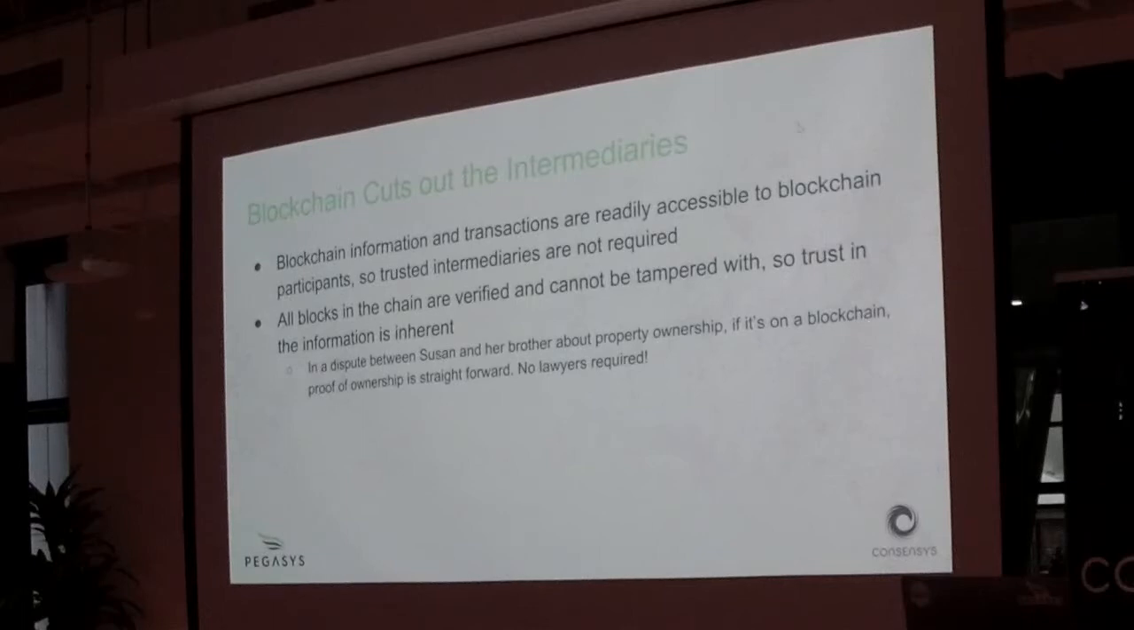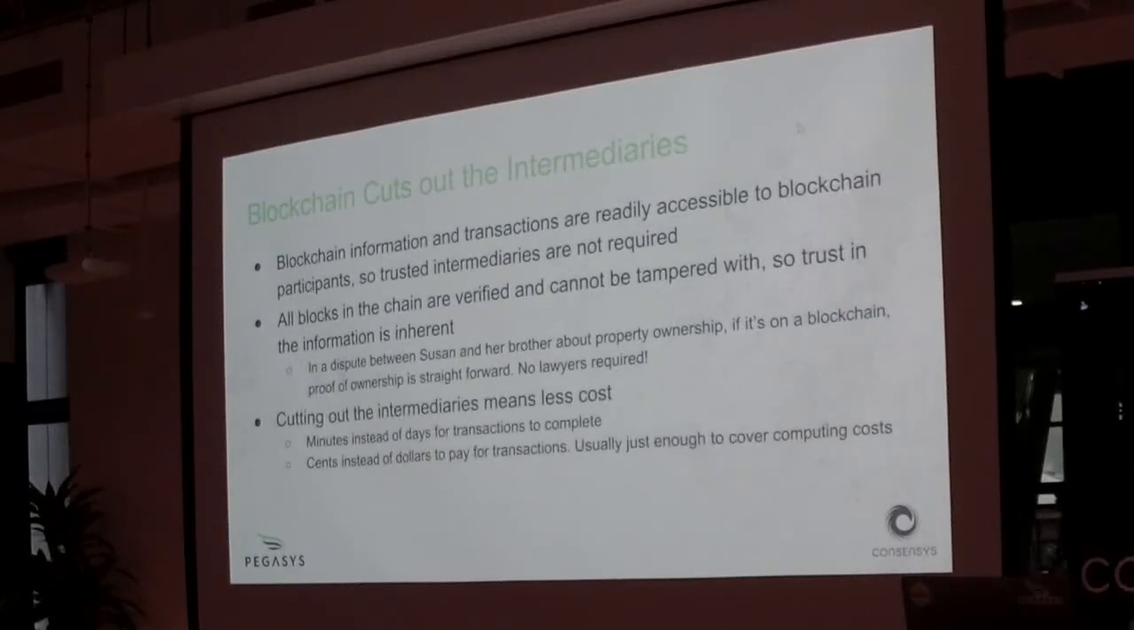If there's a dispute, for example, if the information is on the blockchain, we can readily prove that Susan, for example, is the owner of that particular piece of property. We don't need to get lawyers involved. So by cutting out these intermediaries, it cuts out the costs as well. Transactions that might have taken days to complete now could take minutes, and instead of dollars in terms of cost, it might be a number of cents.